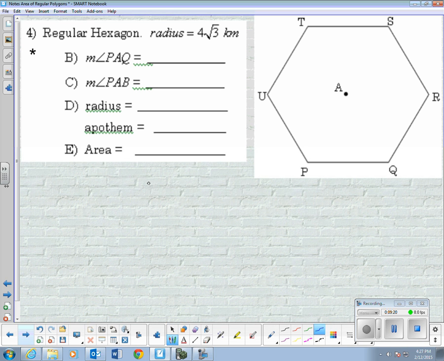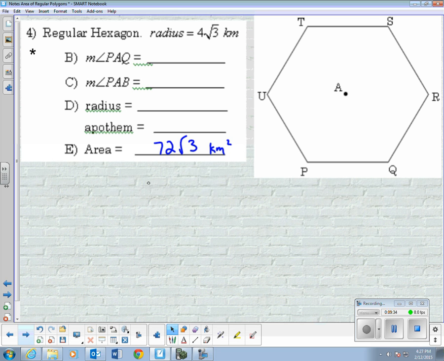Okay, so you should have all your work on there, and now that you're done, you can check your answer, and it should be 72 square root of 3 kilometers squared. You need to have all your other work, show your 1/2, your perimeter, your apothem, all those things in your work so that you can turn that in to me or show me the following day.